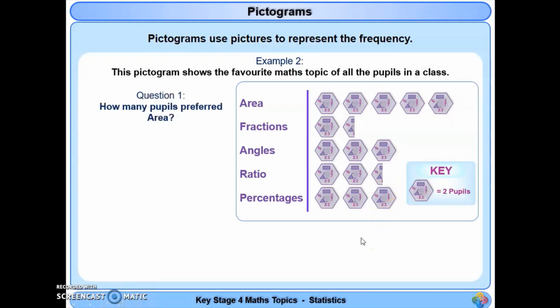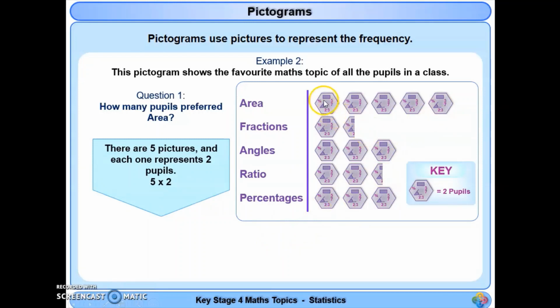Okay, let's have a little look. How many pupils preferred area? Okay, so we look at the area section of the pictogram. We can do an addition. 2, add 2 is 4, add 2 is 6, add 2 is 8, add 2 is 10. Alternatively, we could do a multiplication. There is 5 images. Each image represents 2 pupils. 5 times 2, 10 pupils said that their favorite topic was area.